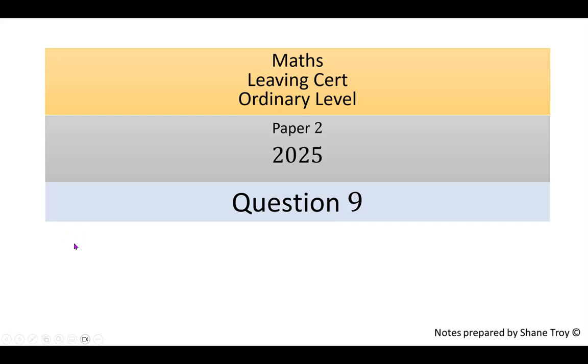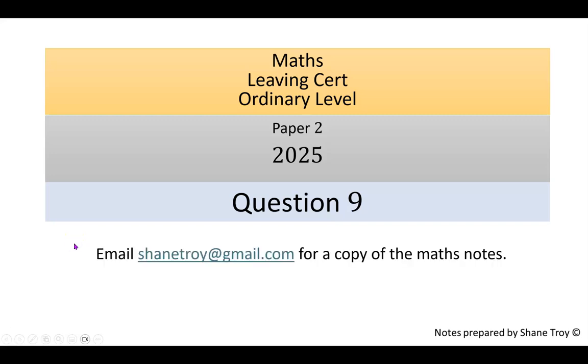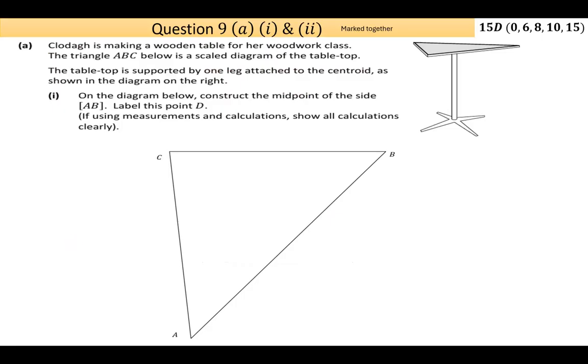Hi, welcome to question 9 of the 2025 Leaving Cert Ordinary Level Paper 2. This question is on area, volume and measurement. The first part here, parts 1 and 2, are marked together. Again, they're worth 15 marks on the D scale. So we'll read through and be careful to read these carefully.